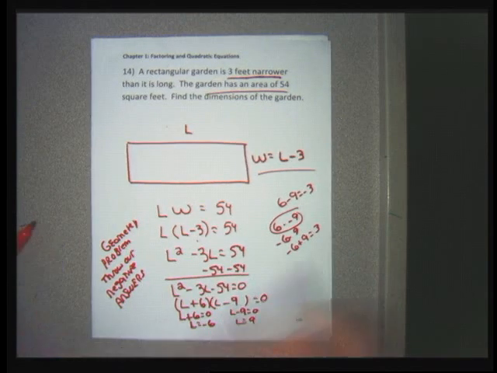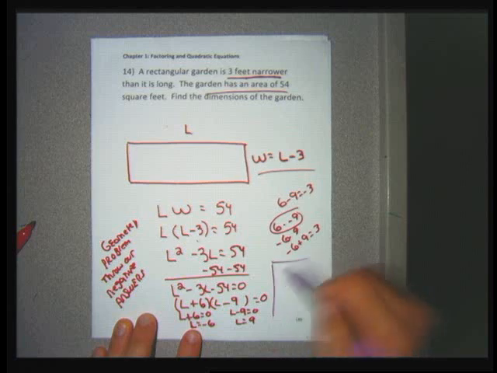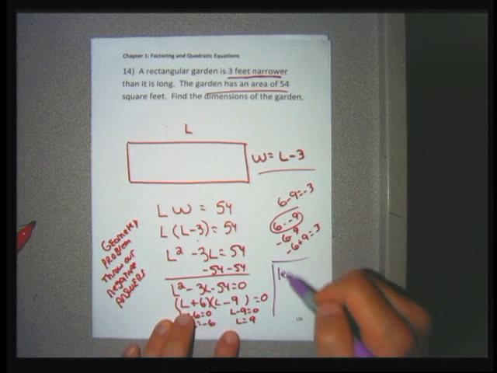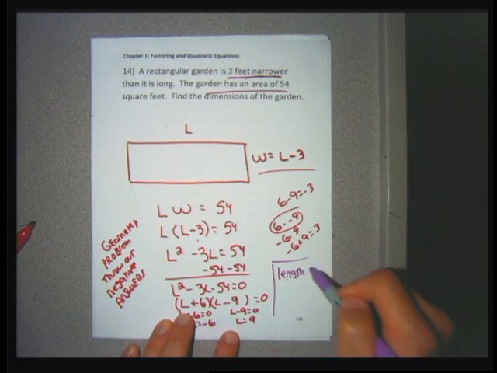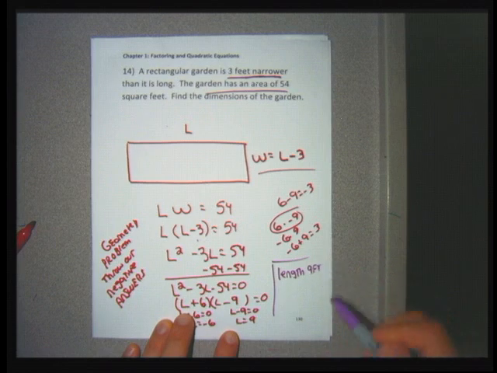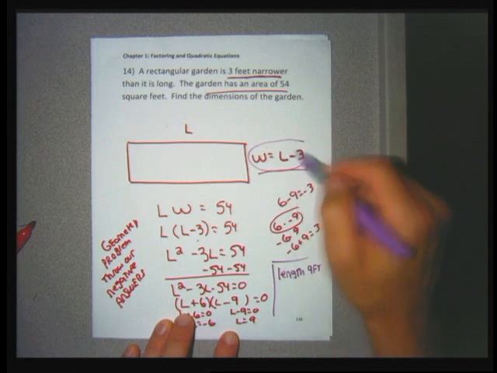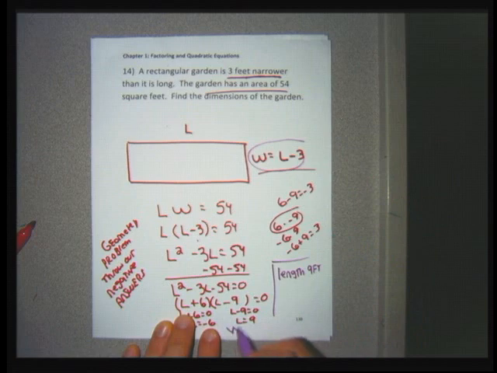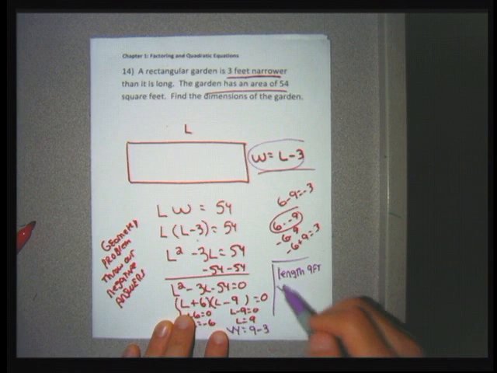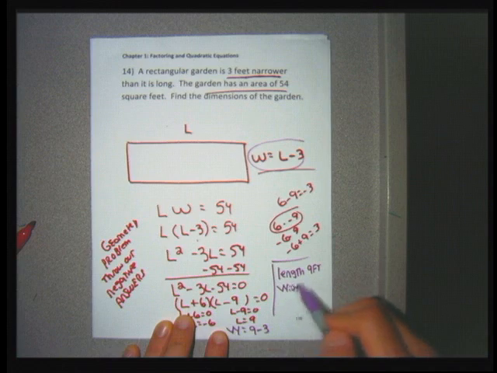So when I go to write my answer for 14, I'm going to say the length is 9 feet, and in order to get the width, it's 3 feet narrower, so the width is the length 9 minus 3. I'm going to say the width is 6 feet.